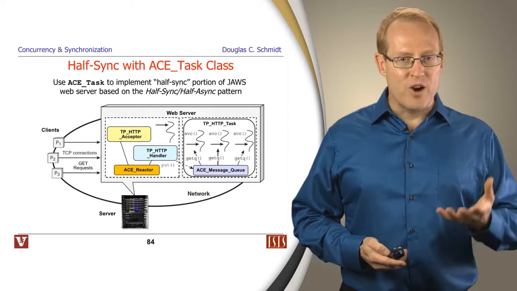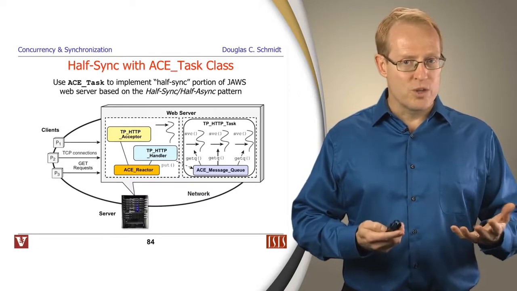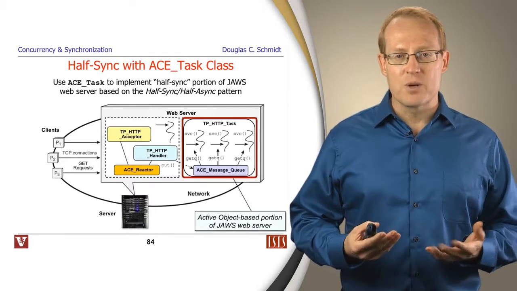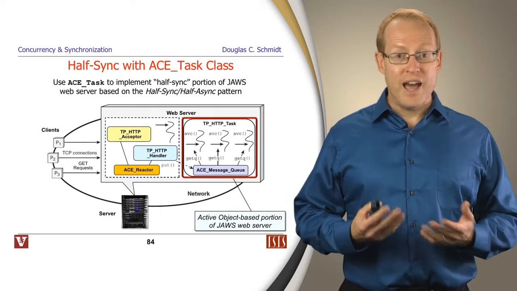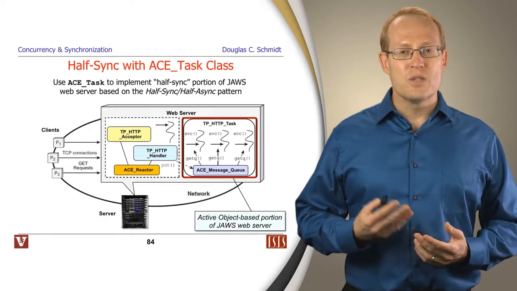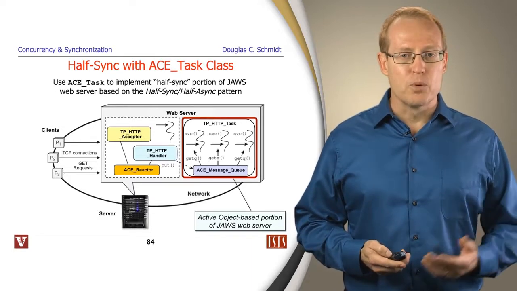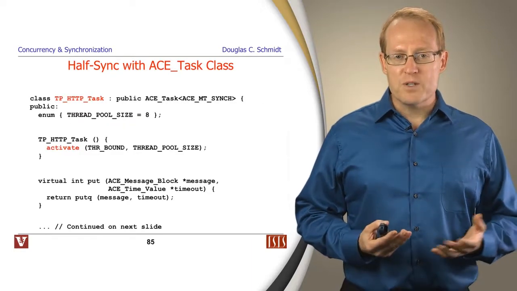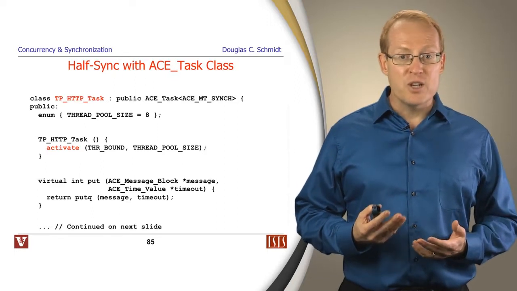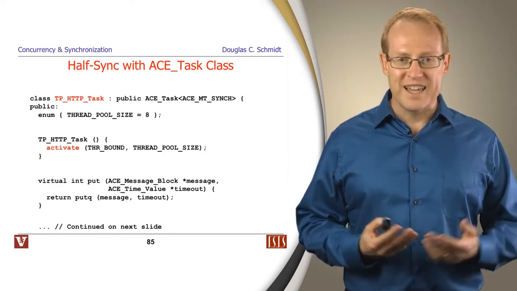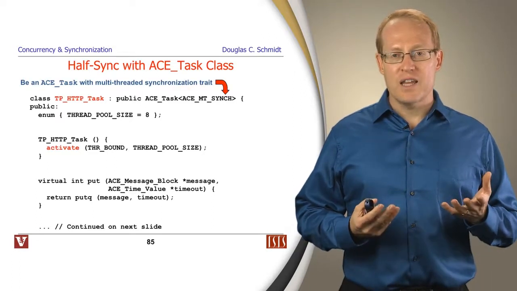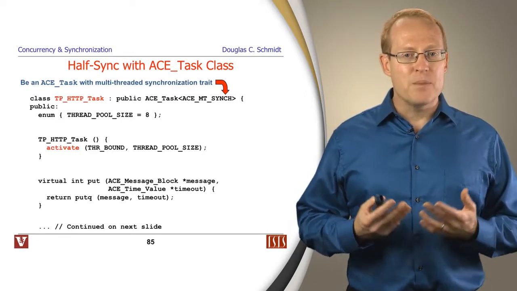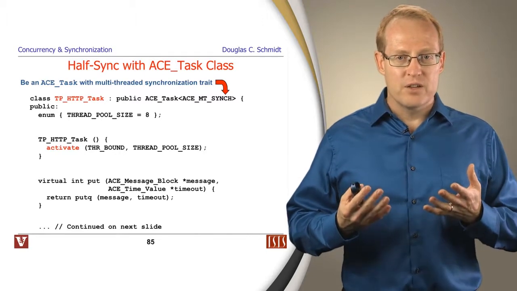So once again, we have our half-async part, which is using the reactor. And now we're going to focus on illustrating how to implement the half-sync portion of our half-sync, half-async solution using ACE task, which will spawn a pool of threads. So let's first define the TP HTTP task class, where once again TP is thread pool. As you can see, this particular class inherits from ACE task, and it provides a special set of traits.